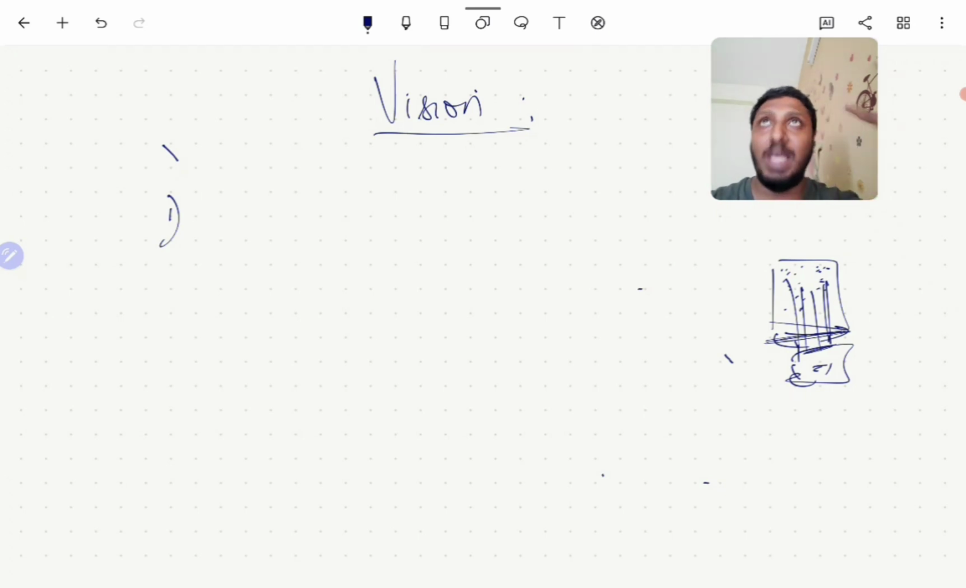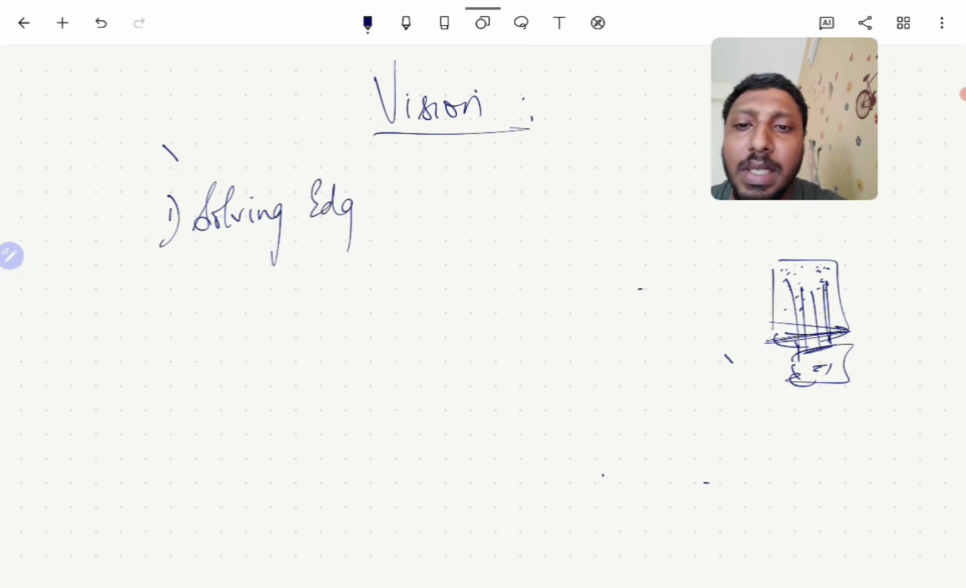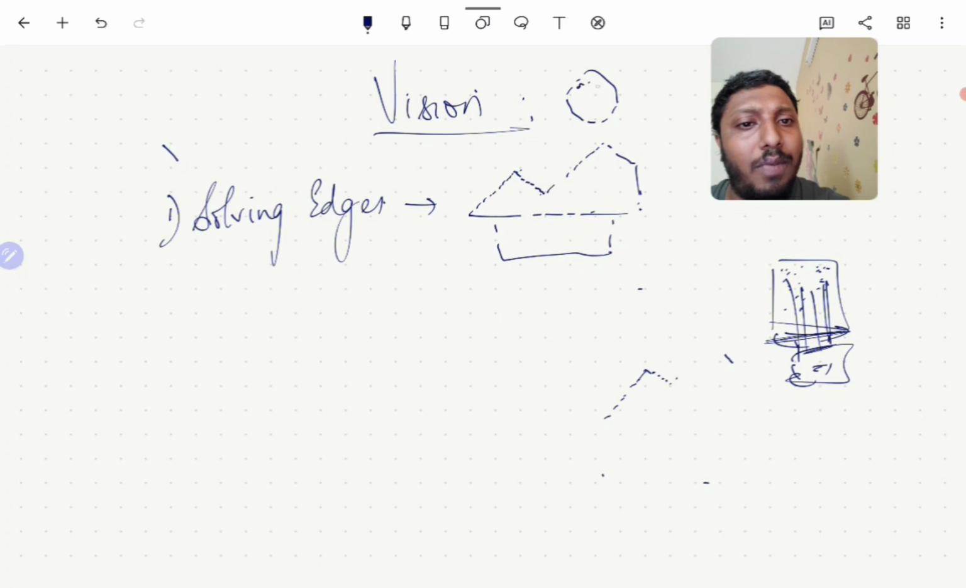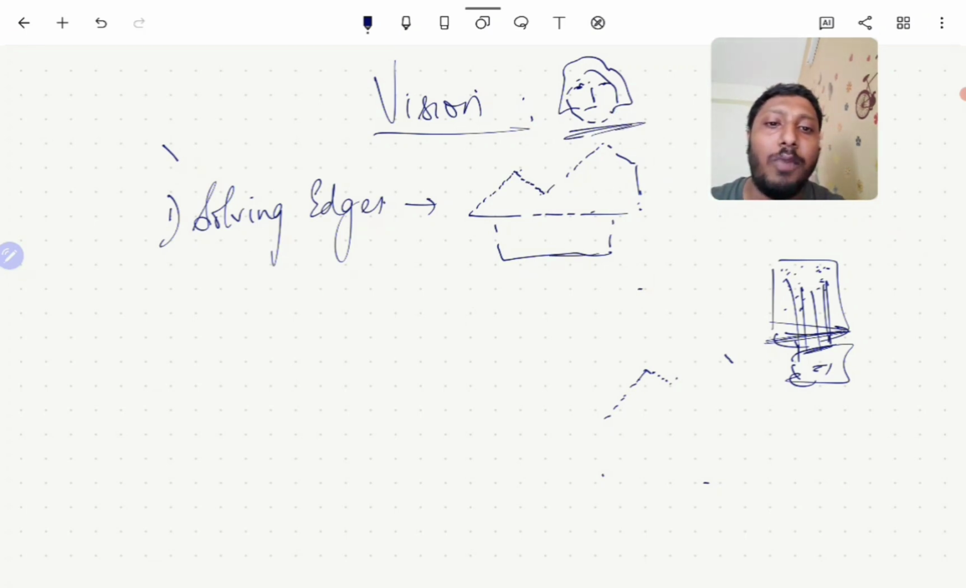how we see is by solving the edges. What are the edges? Maybe using these edges we will create patterns like this: a sliding edge like this, another edge like this, another edge like this, and you can create a lot of patterns with these edges. You can even make faces. Edge here, edge. These are all edges. So basically, solving edges will give you this kind of figures. So this is one thing that vision does: it solves edges.